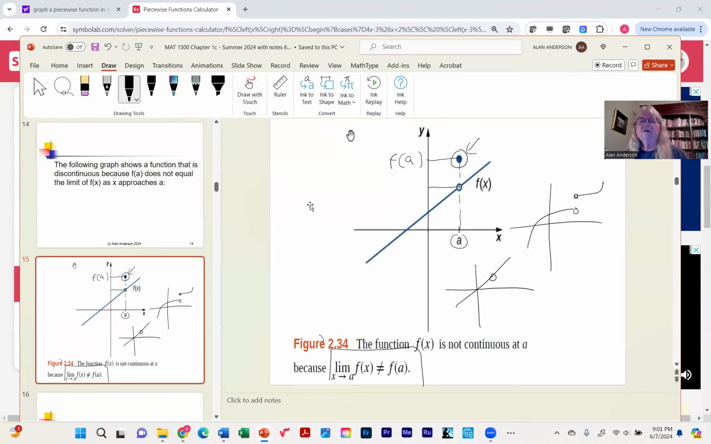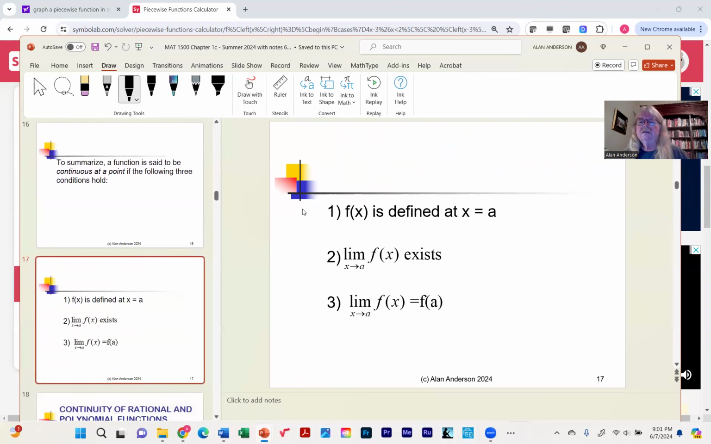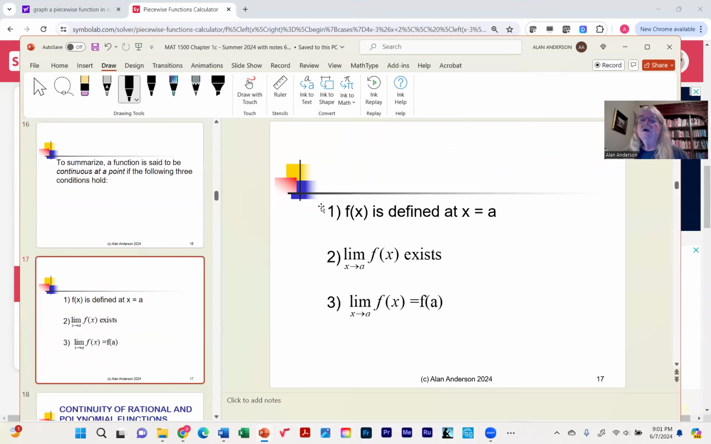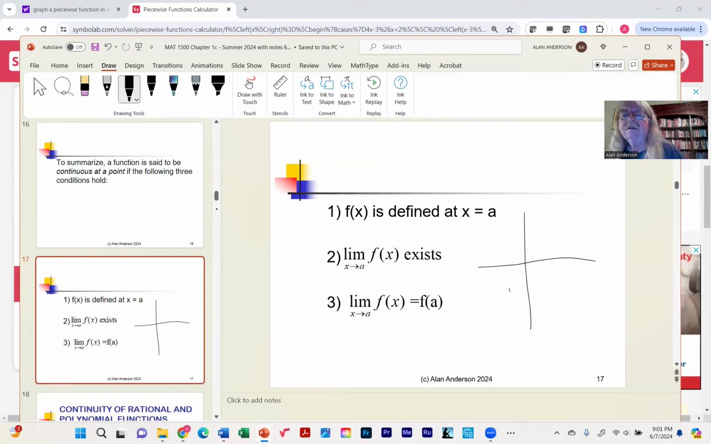So there's three ways we can have a discontinuity. In order to show that a function is continuous, we must show that the function is defined at x equals a, and you can see that here the limit is f of a. So that tells us that this is a continuous function.